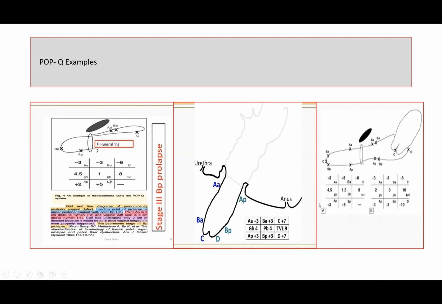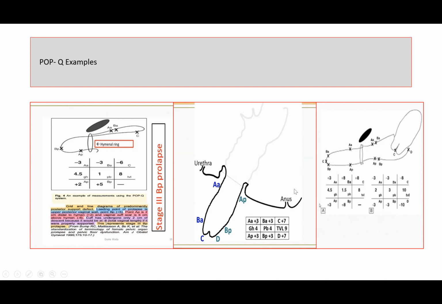Now we will see the maximum value, this one, plus 5. B is the maximum descent of the prolapse. This is the maximum value. So in this, there is a stage 3 BP prolapse. I hope you're getting me.